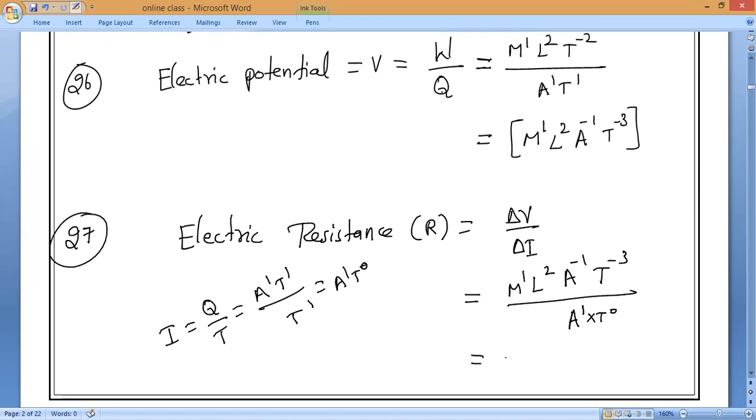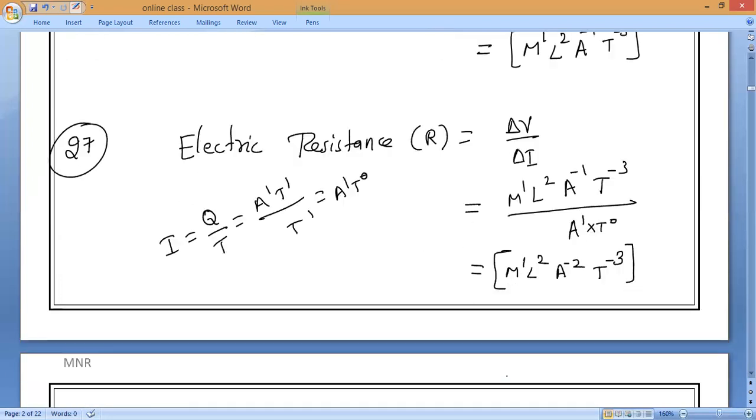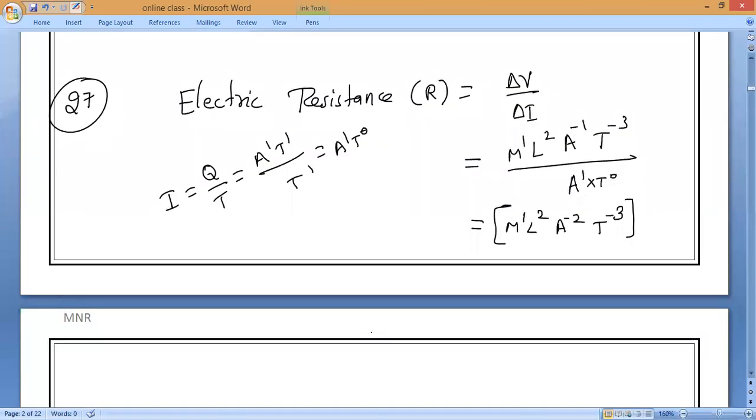So if you make it electric resistance, R is equal to what? The dimensions will come M power 1, L power 2, A power minus 2 and T power minus 3. Clear? Yes, sir.